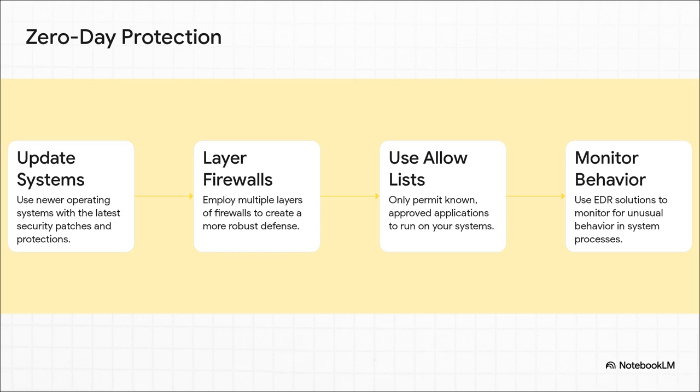So, how on earth do you defend against something you don't even know exists? Well, you can't block a specific attack you've never seen before. Instead, you have to build a fortress. That means always keeping your systems updated, using multiple layers of defense like firewalls, being super strict about which applications are even allowed to run, and maybe most importantly, constantly monitoring everything for any weird behavior that could be the first sign of an attack.